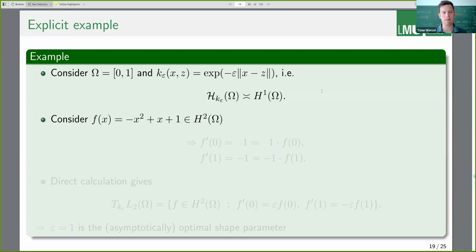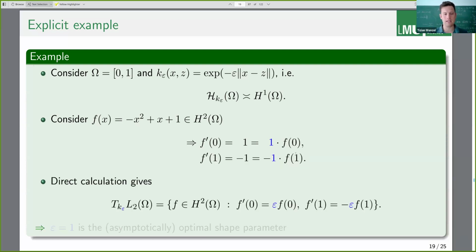This is just a very simple polynomial, and this polynomial is for sure in the space H2. And now, for purposes later on, let me calculate some boundary conditions of this function. In particular, we see these two equations here, which are the boundary conditions my function satisfies. And on the other hand, I can also compute what the image of the integral operator looks like. This is the calculation which is done here below.